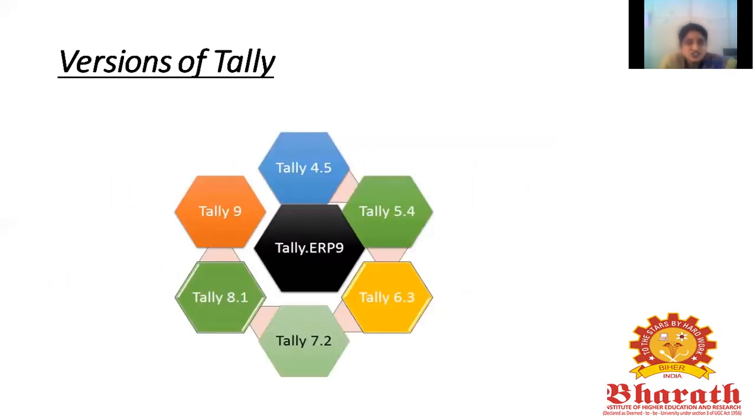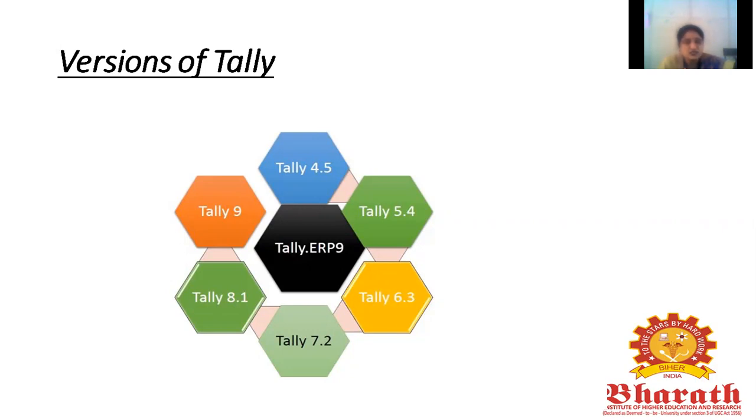Coming to the versions of Tally. It actually starts at 3.1, but the main versions begin with Tally 4.5. It was the first version of Tally, released in the year 1990, I think, and this software was based on MS-DOS. The next version, 5.4, is the second version of Tally. It was released in the year 1996, and it was a graphical interface version.